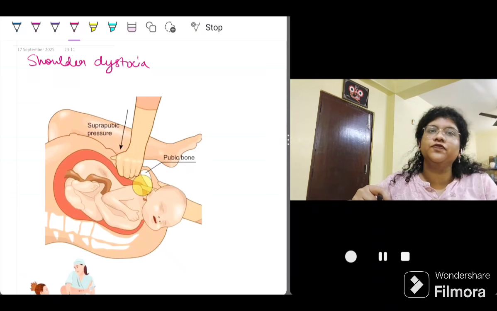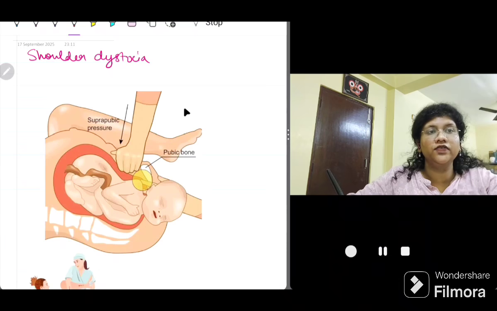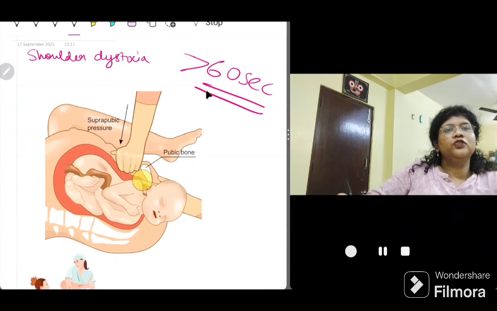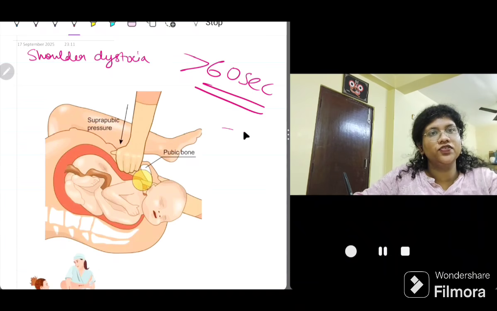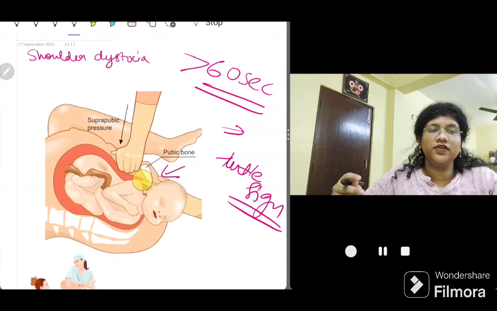So first of all, how do you define shoulder dystocia? Shoulder dystocia is defined when the body does not deliver, or the shoulders don't deliver, even after the delivery of the head for more than 60 seconds or 1 minute. Okay, so the cutoff is 1 minute. This is very important. You will also see that the head starts receding back. Once the head has come out, it starts receding back, and this is known as the turtle sign. So this is very important.